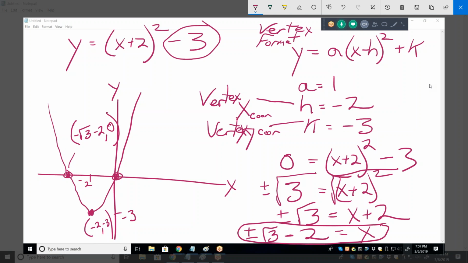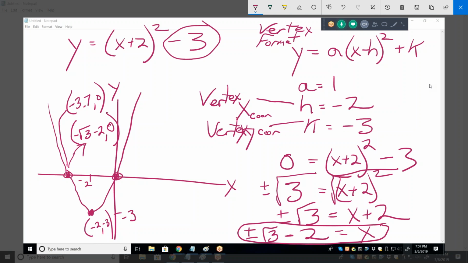Now, if I have to put that in decimal form, which I hate, root 3 is about 1.7. So it's minus 1.7 minus 2. So that point is about 3.7 comma 0. And the reason I say I hate to do that is because that's an approximation. The way I originally wrote it, minus root 3 minus 2 is the x-coordinate. That's exact. All right. Okay?